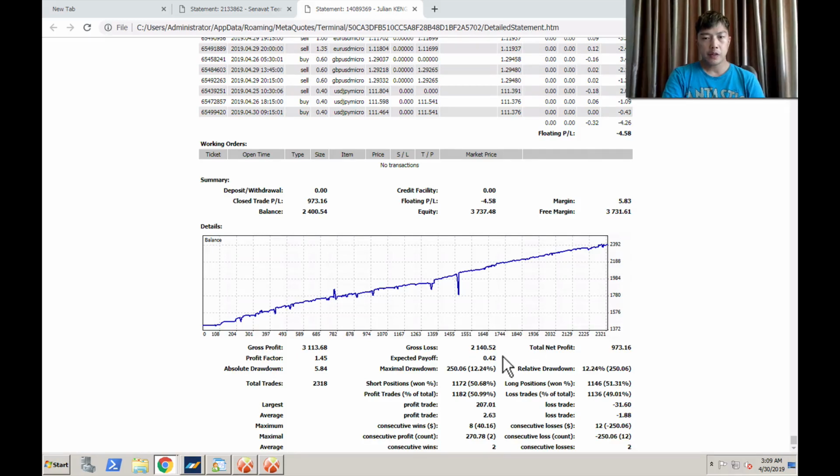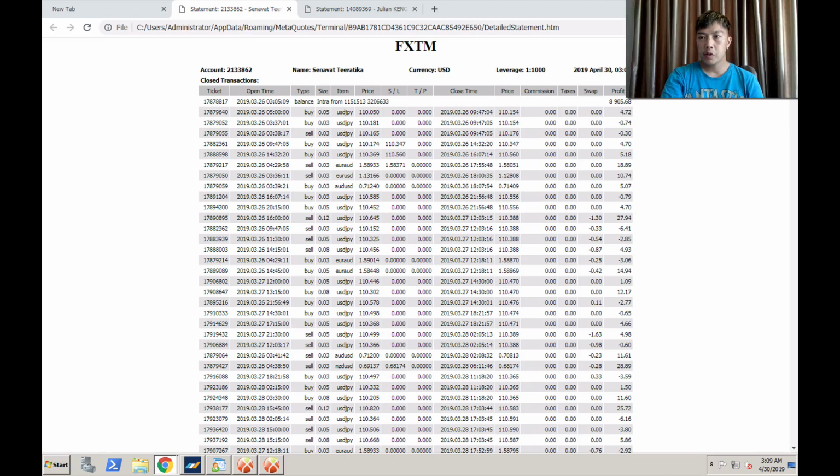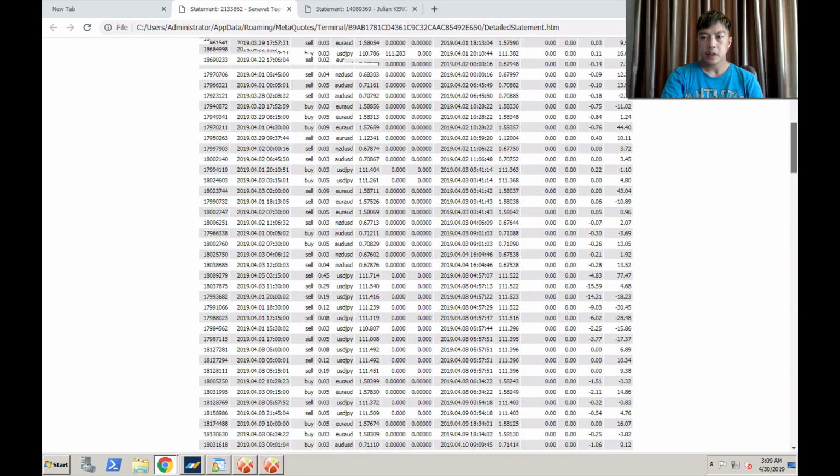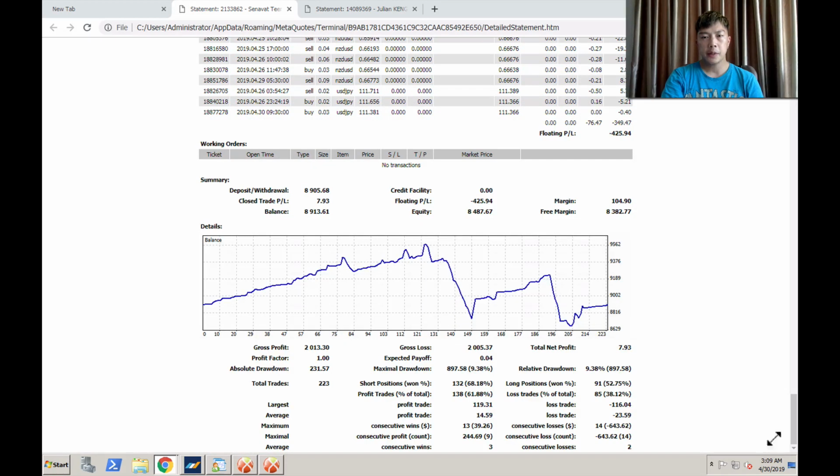The gross loss is not very good. In fact, it sucks, for lack of a better word. Profit factor is still decent, but most importantly, it's making steady growth. So month on month, it's doing like 10%-ish. On the other hand, I'm going to show you this one over here. This one here has had like zero progress in April.